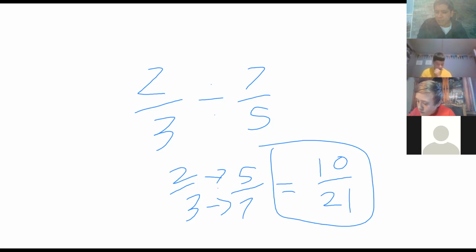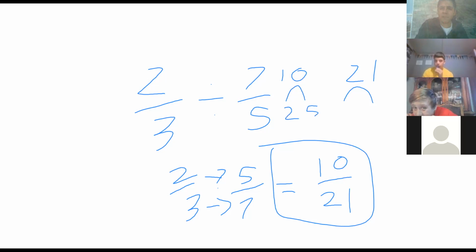Now the question is, can we reduce that? Are we sure? Let's think if they have any factors. We can divide 10 by 2, and that's 5. And we can divide 21 by 3, and that's 7, right? So do we have any common factors there? No, none of them are matching. So if that's the case, then it'll stay as 10 over 21. Okay.